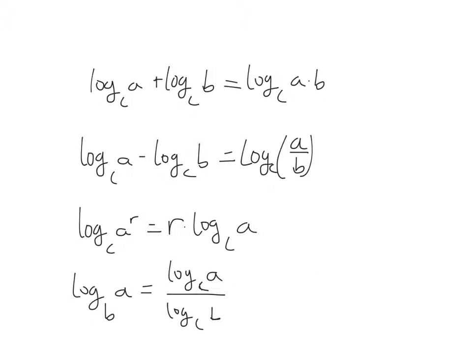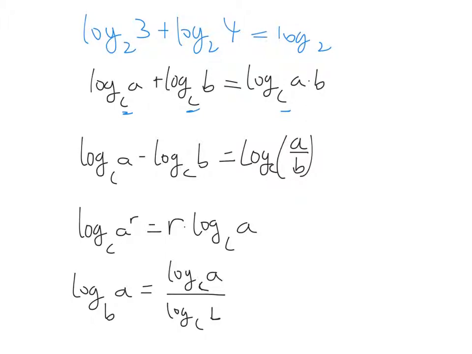Here they are. These are the rules exactly as they appear in your formula booklet. Let me give you some examples of what they mean. For example, we start with the first one here. What this means is that if I have, for example, log base 2 of 3 plus log base 2 of 4, this is the same thing as log base 2. Note that the base is always the same here, so the base is always going to be 2 on the top.